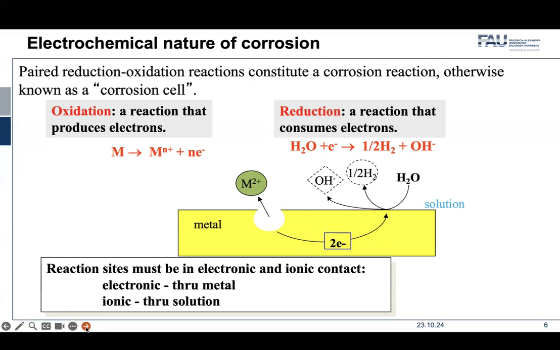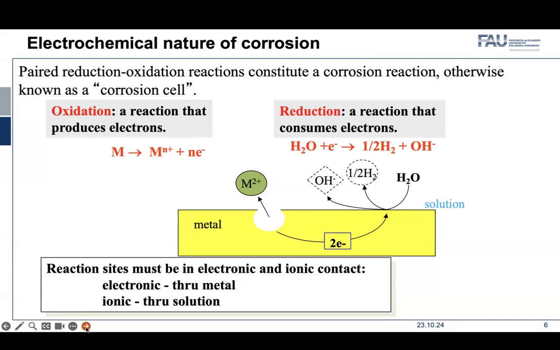So this pair of reduction and oxidation reactions constitutes a full corrosion reaction. It is also commonly referred to as a corrosion cell. This is the metal oxidation reaction, and then the water is getting reduced, producing hydrogen evolution. The hydrogen reaction is the electron sink. This water molecule consumes the electron and releases hydrogen gas and becomes an OH minus ion.